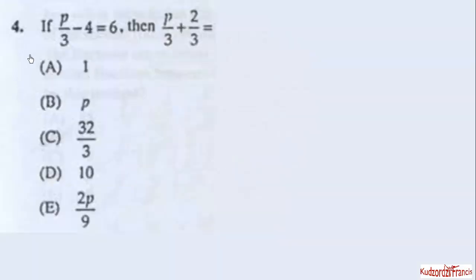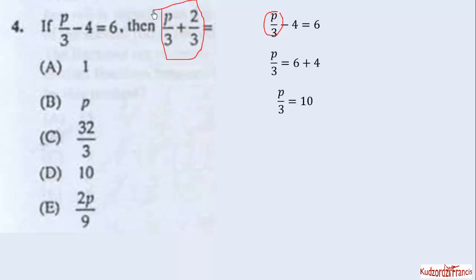Then question 4. If p over 3 minus 4 is equal to 6, then p over 3 plus 2 over 3 is equal to what? To do this, we first of all solve for p over 3. We need to add 4 to both sides to get this. So it means that p over 3 is equal to 10. Now to get this expression, we need to add 2 over 3 to both sides. So that will give us this.